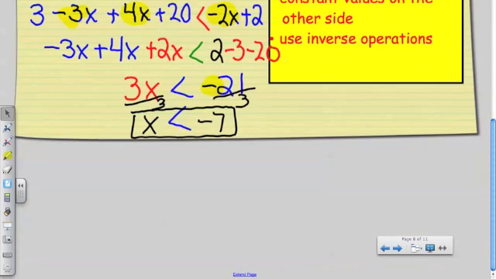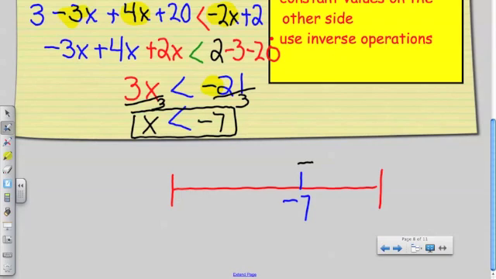Don't forget that we have to draw this out. So, we're going to draw a number line. I have a negative 7 on my number line, so let's put negative 7 here. Is my arrow going to point to the left or the right? The left. Is it going to be a closed circle or an open circle? It's going to be an open circle because this is not negative 7. X is not equal to negative 7. It's just less than negative 7. So it's an open circle pointing to the left. Do not forget to do that on your test, okay?